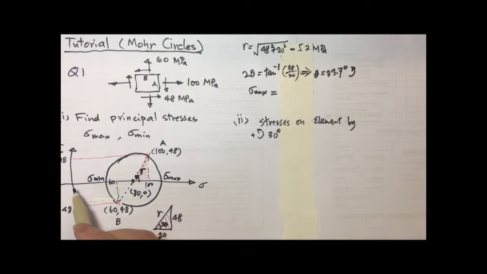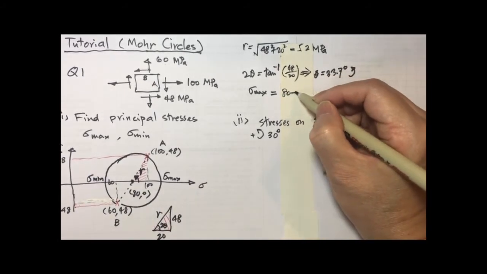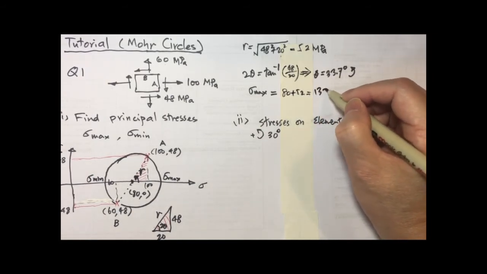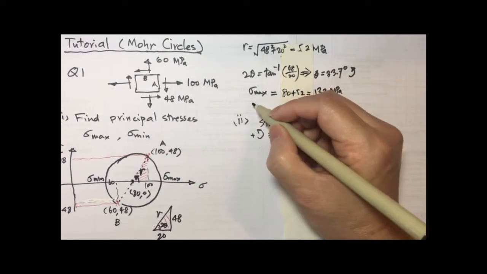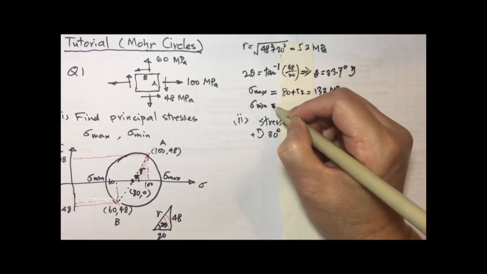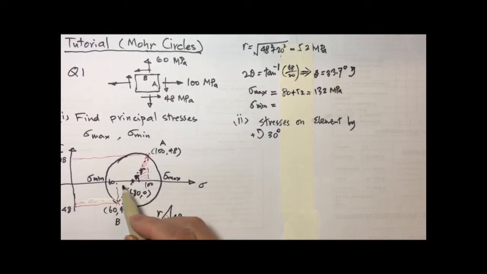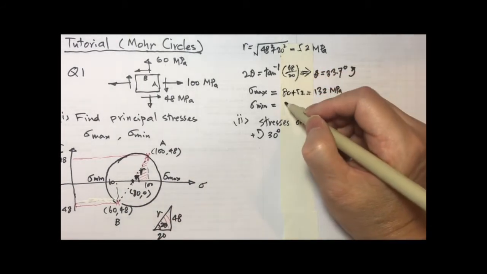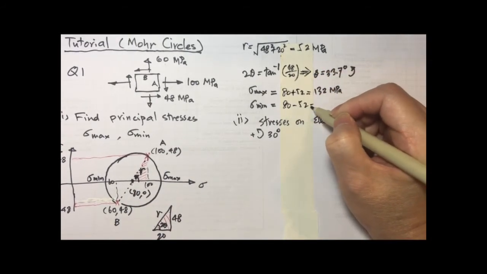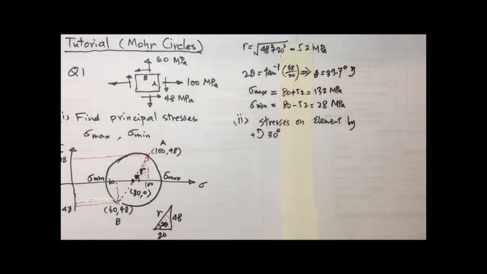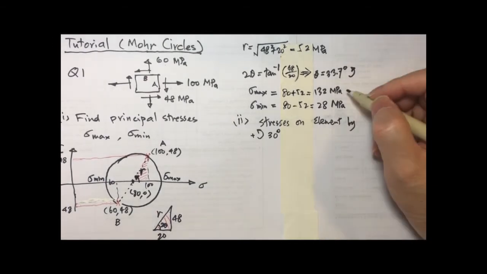So what's sigma maximum? You can say here the 80, right, plus R, 80 plus radius. So it gives you 132 MPa, right? What's sigma minimum? Well, it's equal to what? 80 minus R. So 80 minus 52. So it gives you 28 MPa. Now, so that's the answer, right?